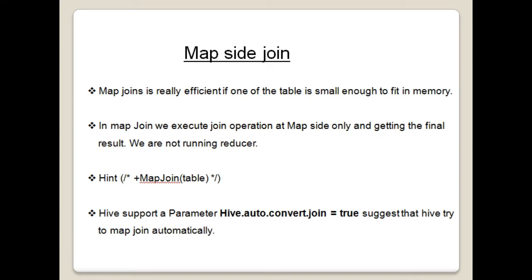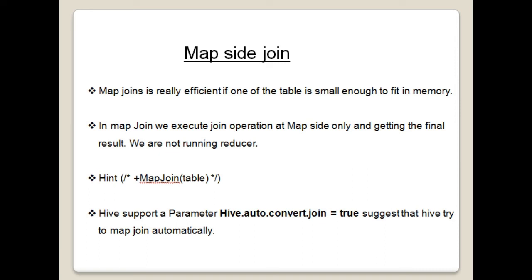In map join, we actually execute the join operation on the mapper side itself and get our final output. We are not running our reducer phase at all. That's why with the help of map side join, we are getting our join output with the help of the mapper. But the condition is one data set or one table should be small enough to fit into the memory. There is a syntactical hint which we use for the map side join, that is /*+ MAPJOIN(table) */, where we give our table.